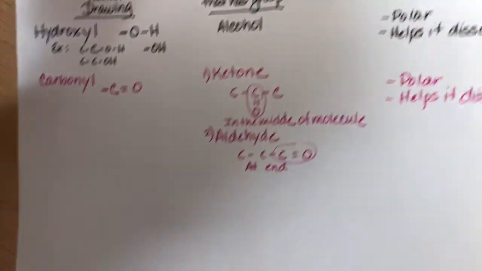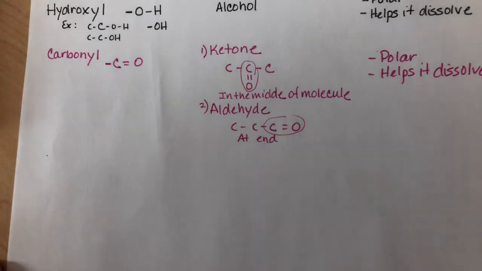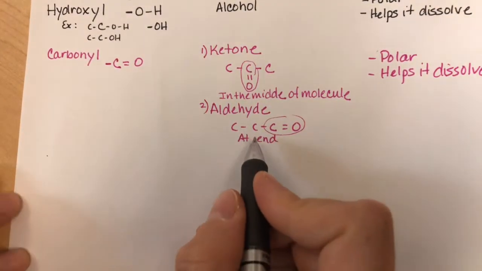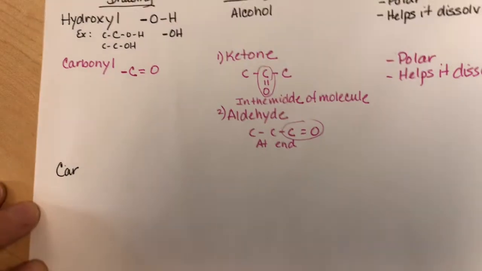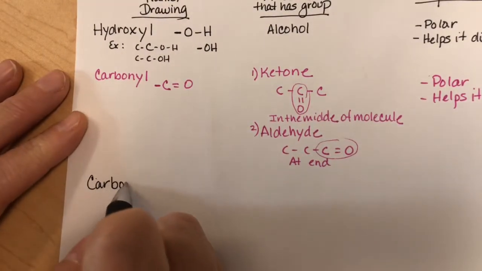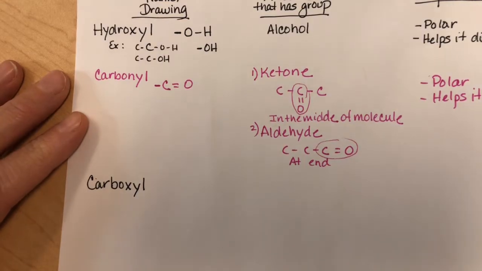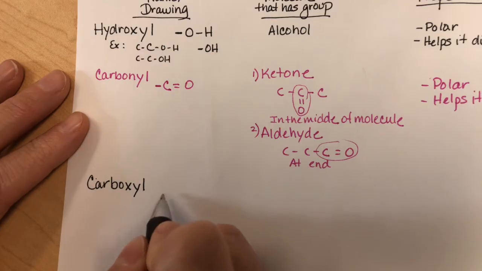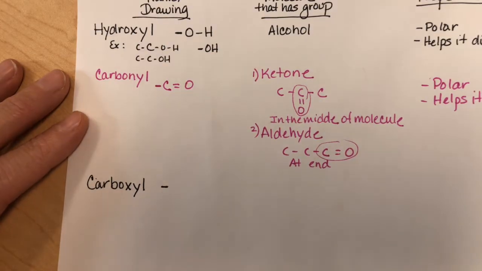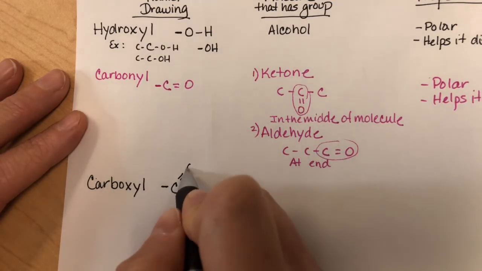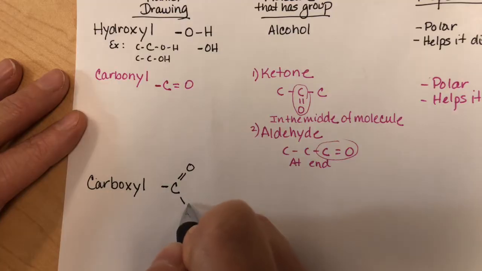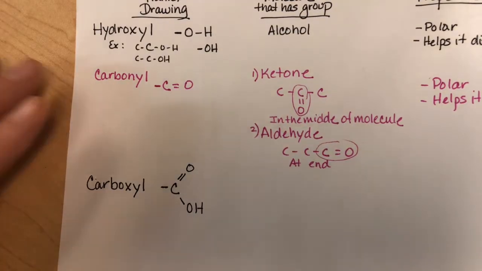All right, I'm going to go back to my black. And the next one is called carboxyl. Whoops, carboxyl. All right, so what does that look like? This looks like this. There's the bond to the rest of the molecule, and there's a C with a double bond to an O as well as to an OH.